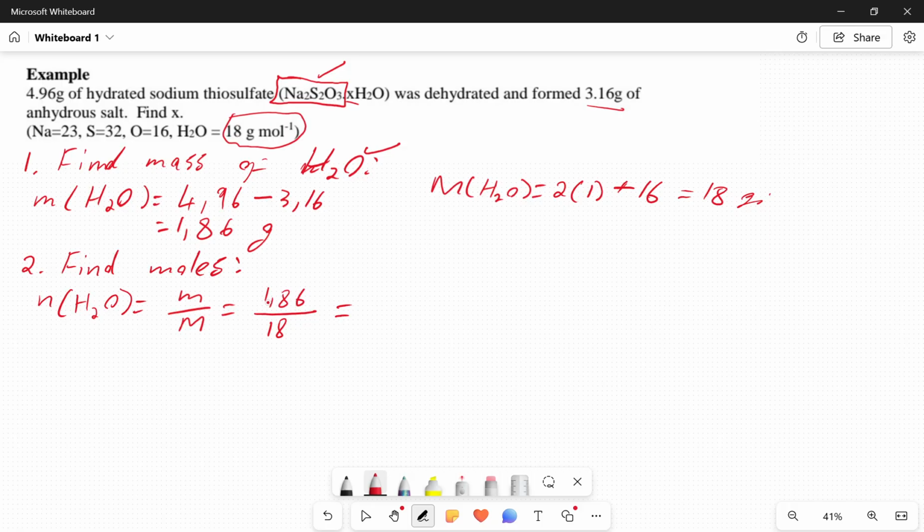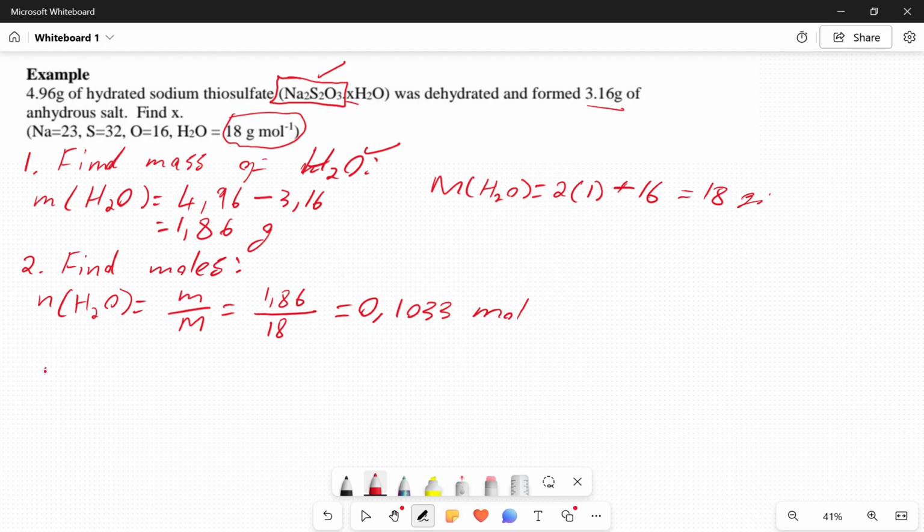Then when I say 1,86 divided by 18, the answer I get, I already did this, guys. The video just got deleted by mistake. So I'm just gonna write what I got. It's going to be 0,1033. So these are my number of moles. So I can just write mole. Let's write mole, in fact. Yeah. So that's the number of moles of water.